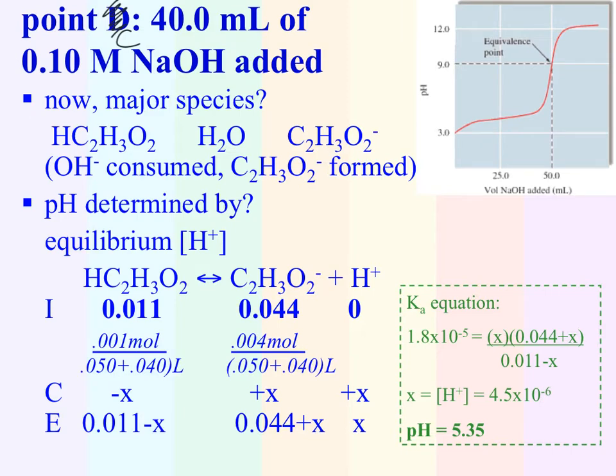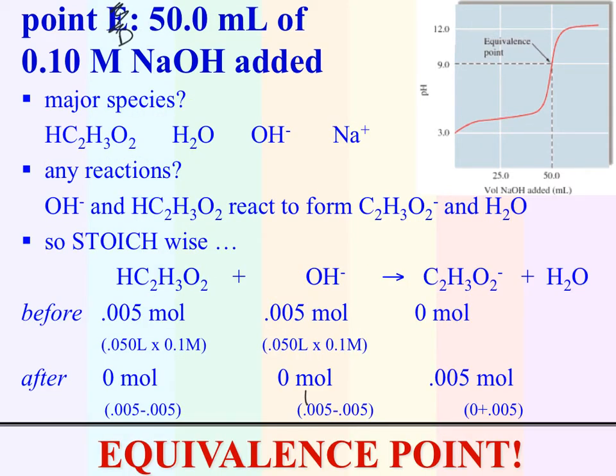Now let's continue on. Okay, point D. At this point we've added the 50 milliliters of the 0.1 molar NaOH. Stoichiometrically speaking, the amount of acetic acid and the amount of hydroxide that's been added are equal. So that's going to give us 0 moles of each of them remaining. So at that point we know that we have reached our equivalence point, because the H+ and OH- ion concentrations can be viewed as being equal.